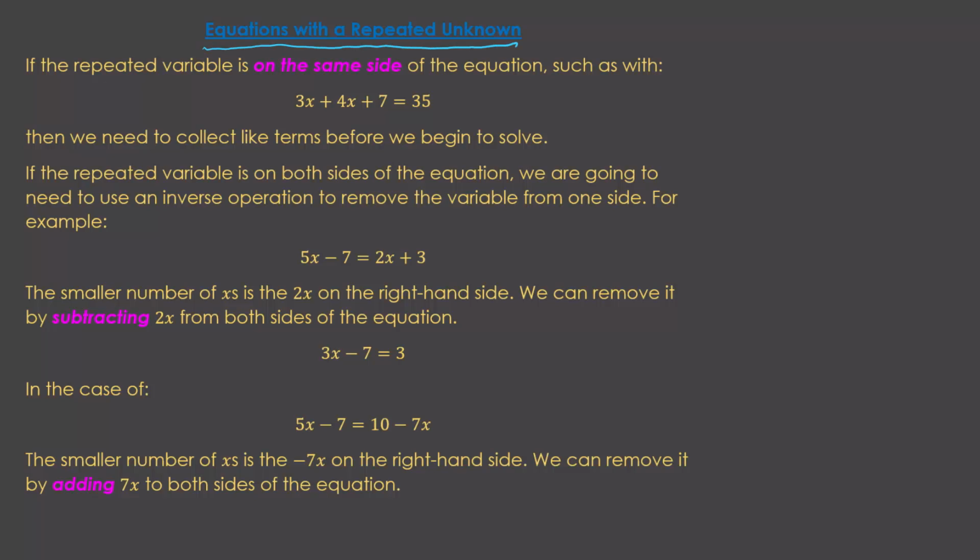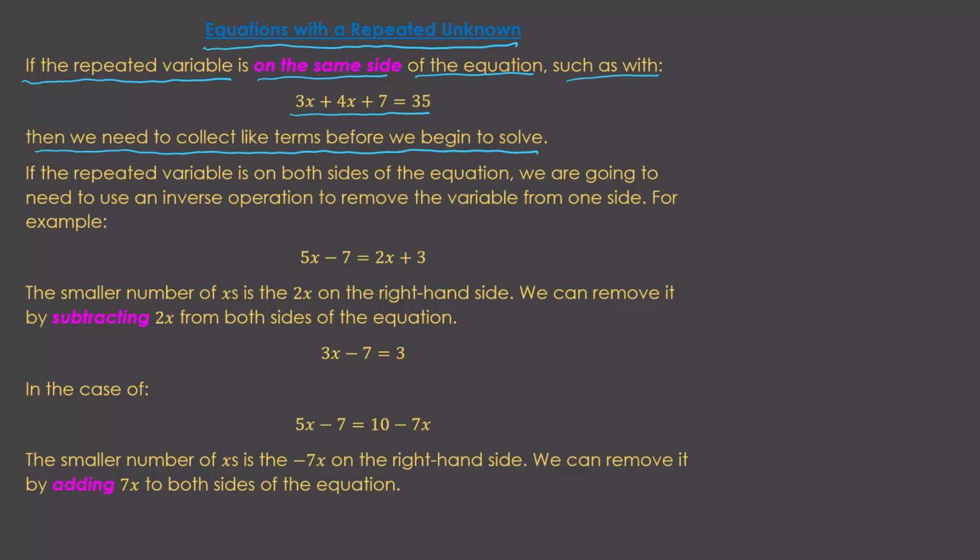Equations with a repeated unknown. If the repeated variable is on the same side of the equation, such as with this equation just here, then we need to collect like terms before we begin to solve.